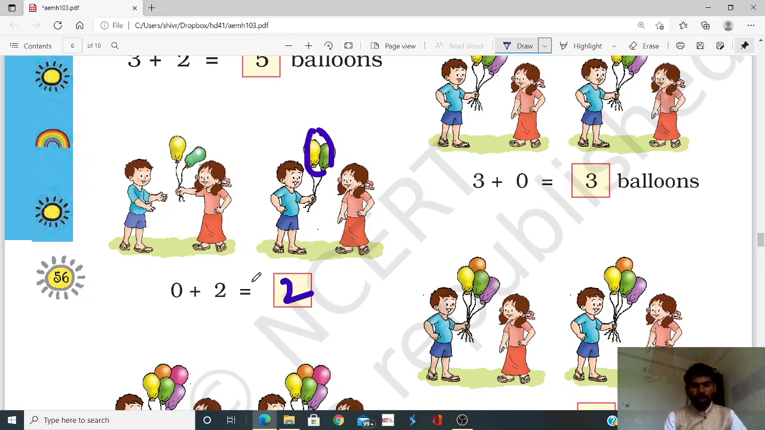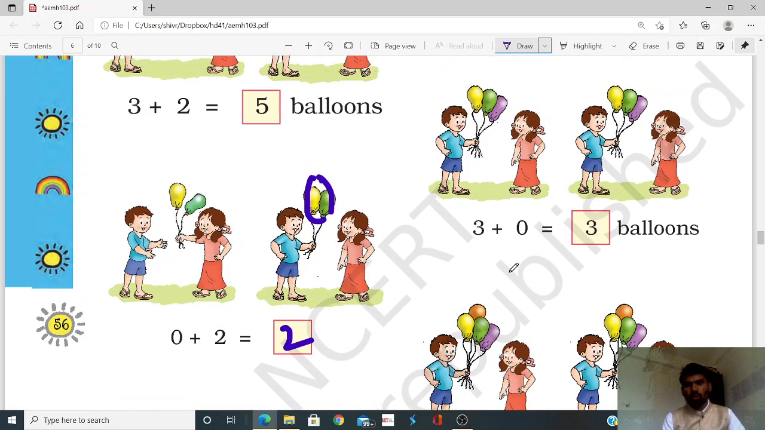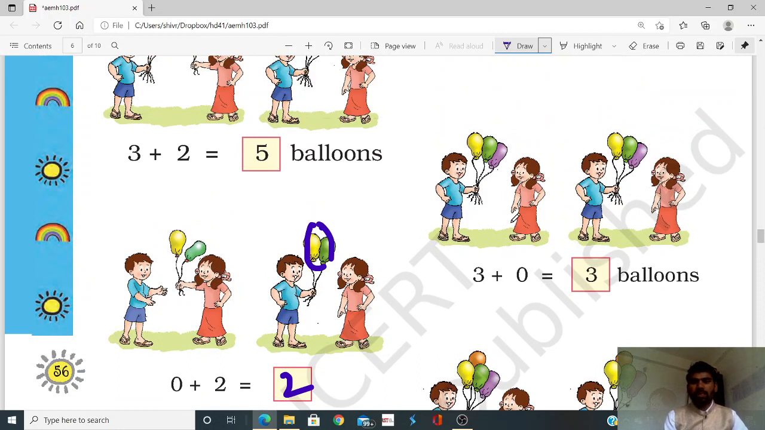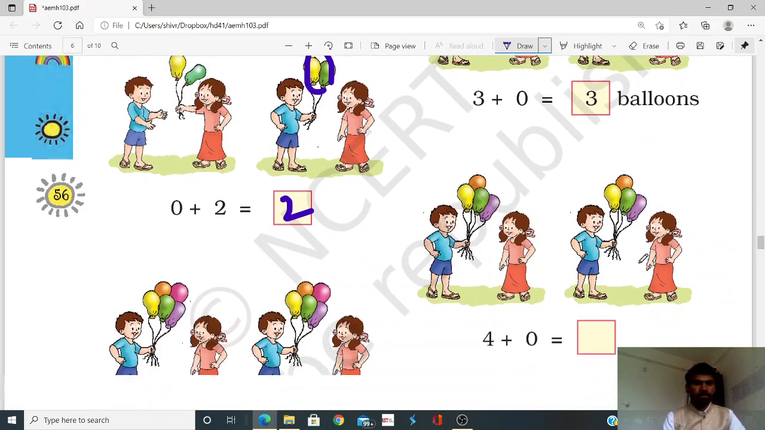0 plus 2 is equal to 2. Okay, 3 plus 0 is equal to 3 balloons. This boy has 3 balloons, but this girl has no balloons, means 0, right? 3 plus 0 is equal to 3 balloons, right?